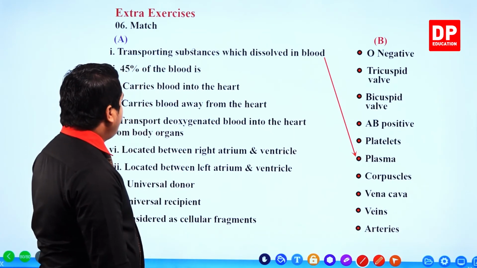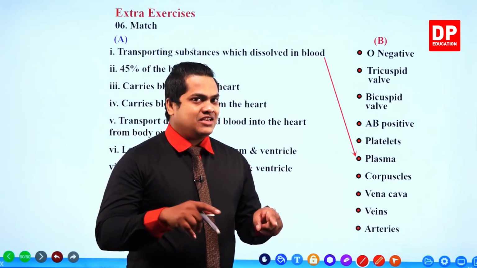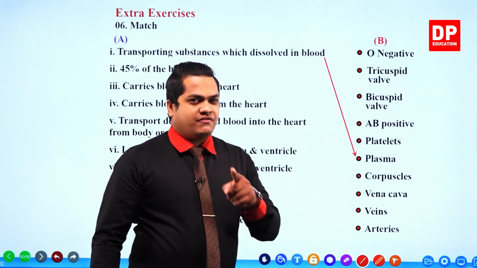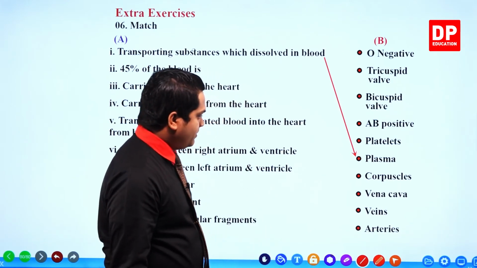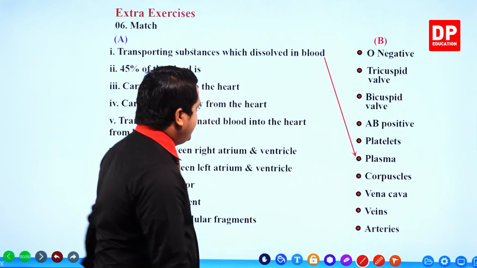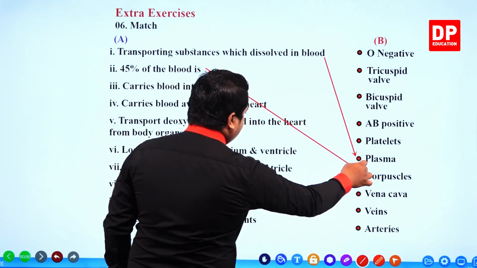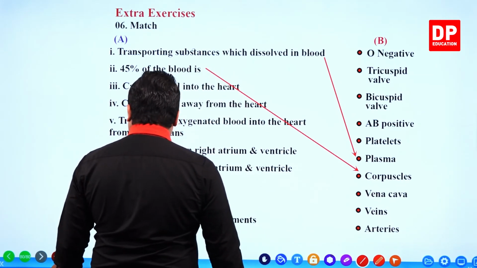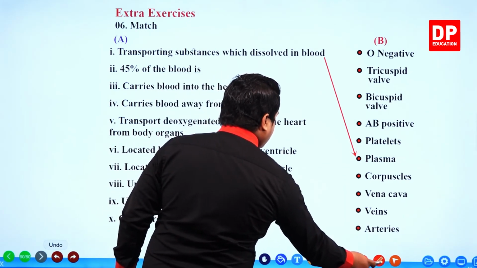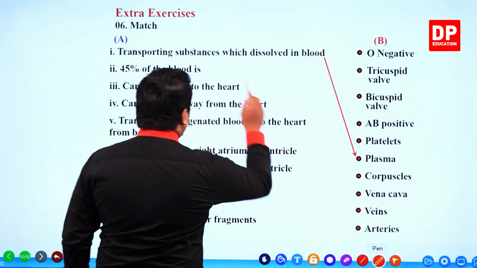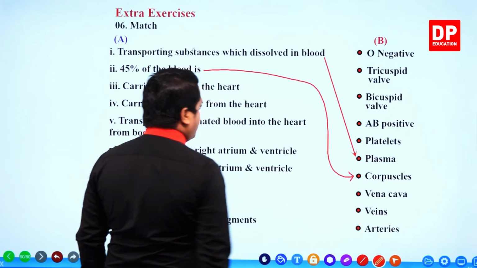Number 2. 45% of the blood is, we know that more than 50% is plasma, which is the liquid. Then 45% is the corpuscles, right? So find out corpuscles. Yes, corpuscles can be identified in here. As it is getting like this, I'll use a curved line. Corpuscles.